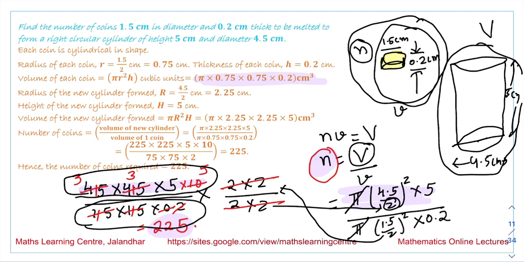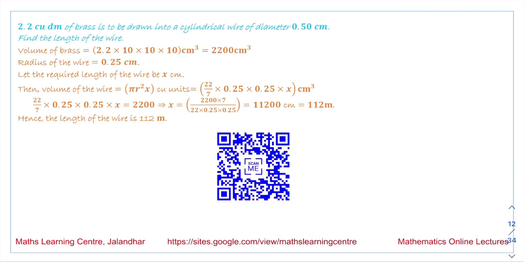Now next, it is given that 2.2 cubic decimeter of brass is to be drawn into a cylindrical wire of diameter 0.50 centimeter.